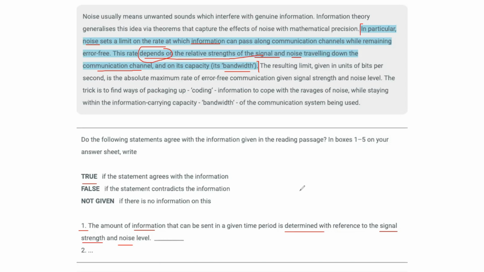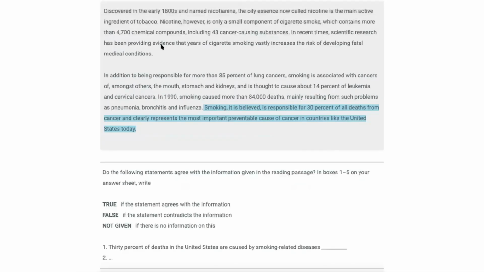All right, let's look at our last example. Now, the first example we looked at was not given. The second example we looked at was true. And so we're going to show you an example of how this question statement is false. So again, we'll look at number one, and it says 30% of deaths in the United States are caused by smoking-related diseases. And here we have a very specific amount. We have 30%. That's also a nice clue. Just like absolute terms that we saw in the first example, all, 30% is very specific and should help us.